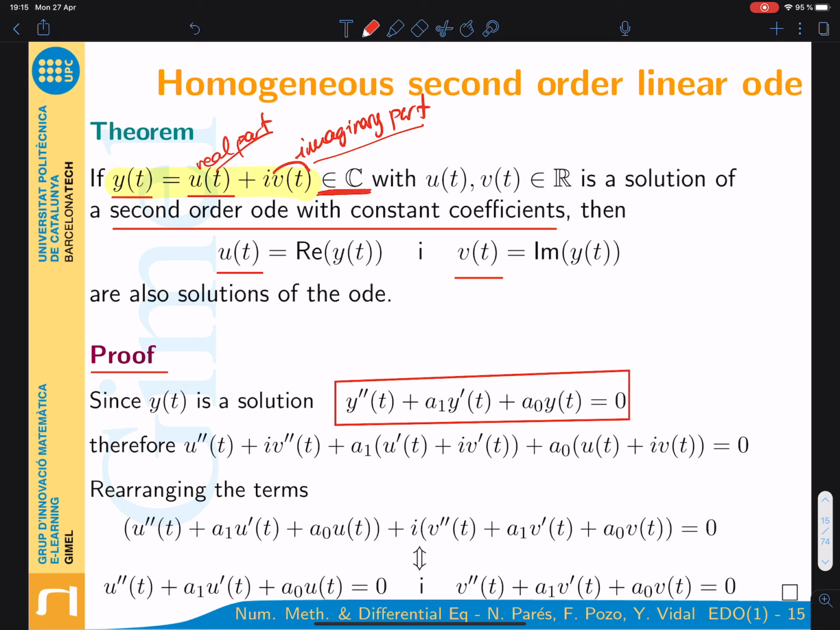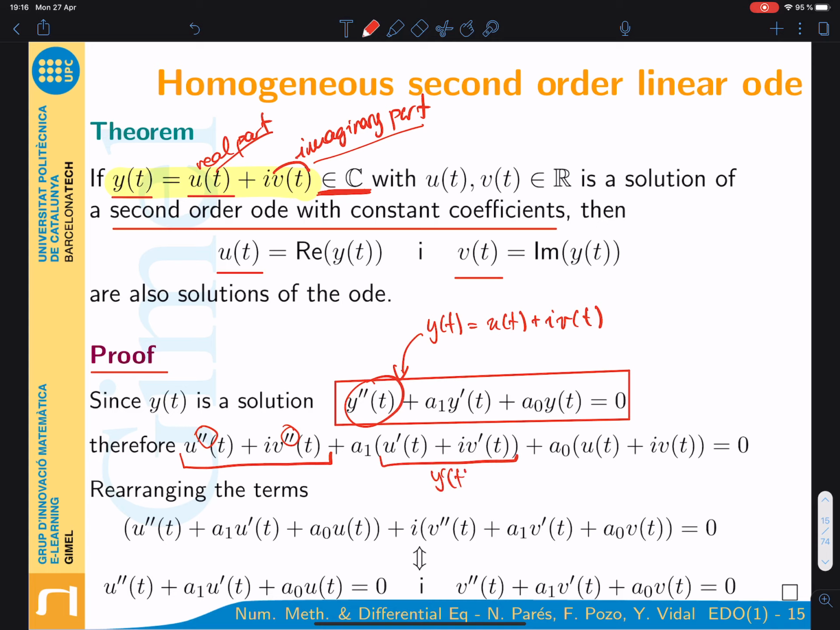Okay, so what I'm going to do is plug into the equation this y(t). I know that y(t) is a solution. So when I plug it into the ODE, it verifies the ODE. So who is y prime prime? y prime prime is just take the second derivative here and the second derivative here. Who is y prime?